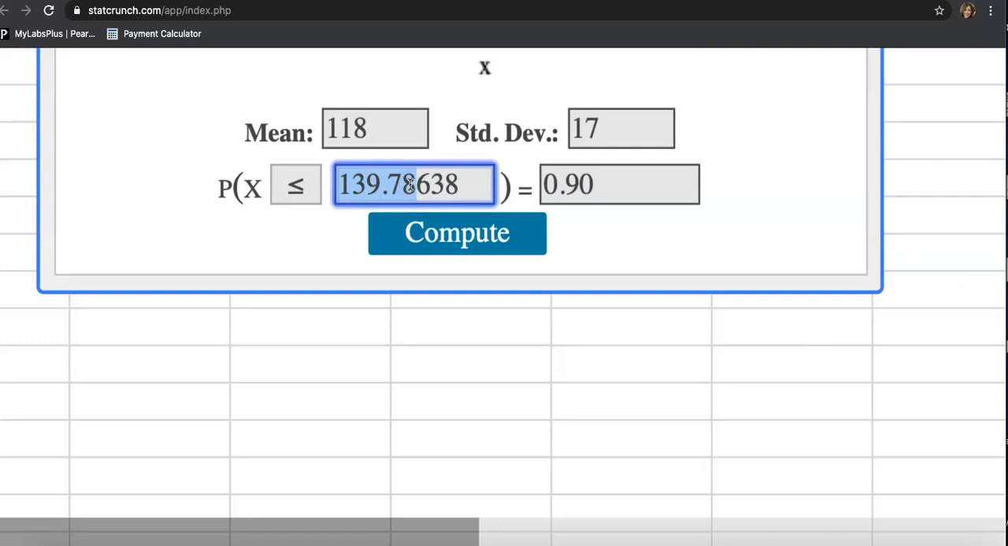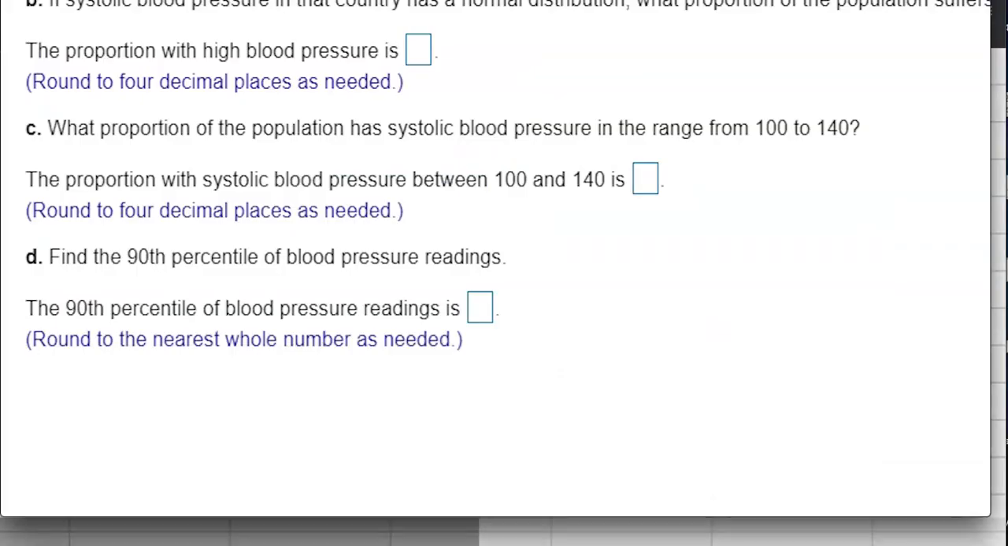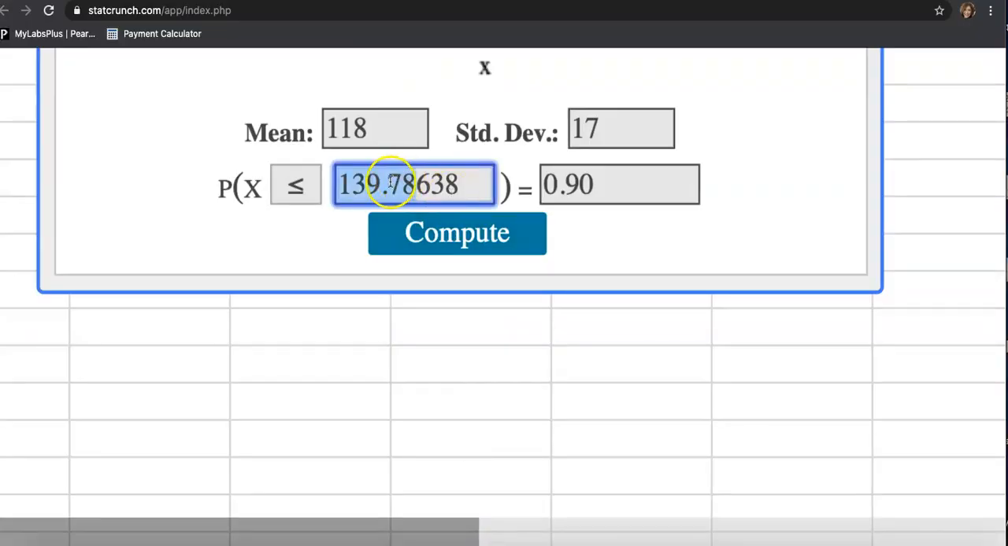So we can say that is the 90th percentile blood pressure, 139.78. And however they wanted you to round, round to the nearest whole number as needed. So you would type in 140. If you want to check it, you can type in 140 there, and what we should see when we compute, the probability should be very close to 0.90. It is, right? But if I go down to 139, that's the 89th percentile. So I will go with 140 for part D there, okay?